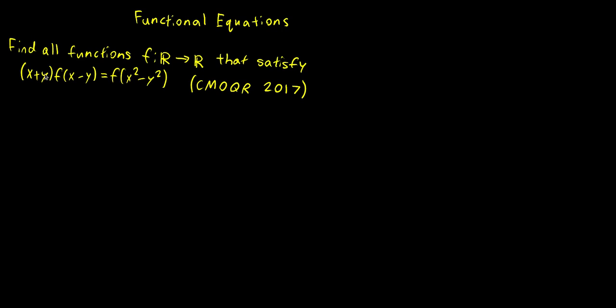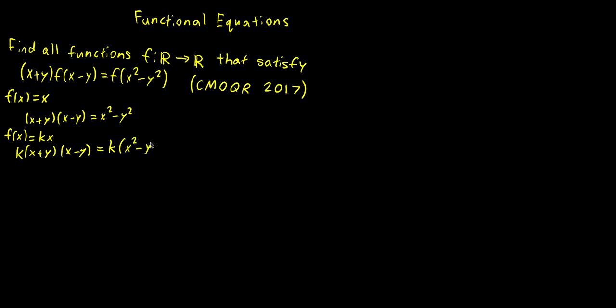So how do we start with these problems? Well, a good first thing to always do is guess a function that will satisfy this equation. Just by looking at it, we see that f of x equals x is going to satisfy this equation, since we have (x plus y) times (x minus y) equals x squared minus y squared, a difference of squares. And we can also see that if we have f of x equals kx, this will also work, because we get a k on this side and a k on this side, so we get (x plus y) times k times (x minus y) equals k times (x squared minus y squared).